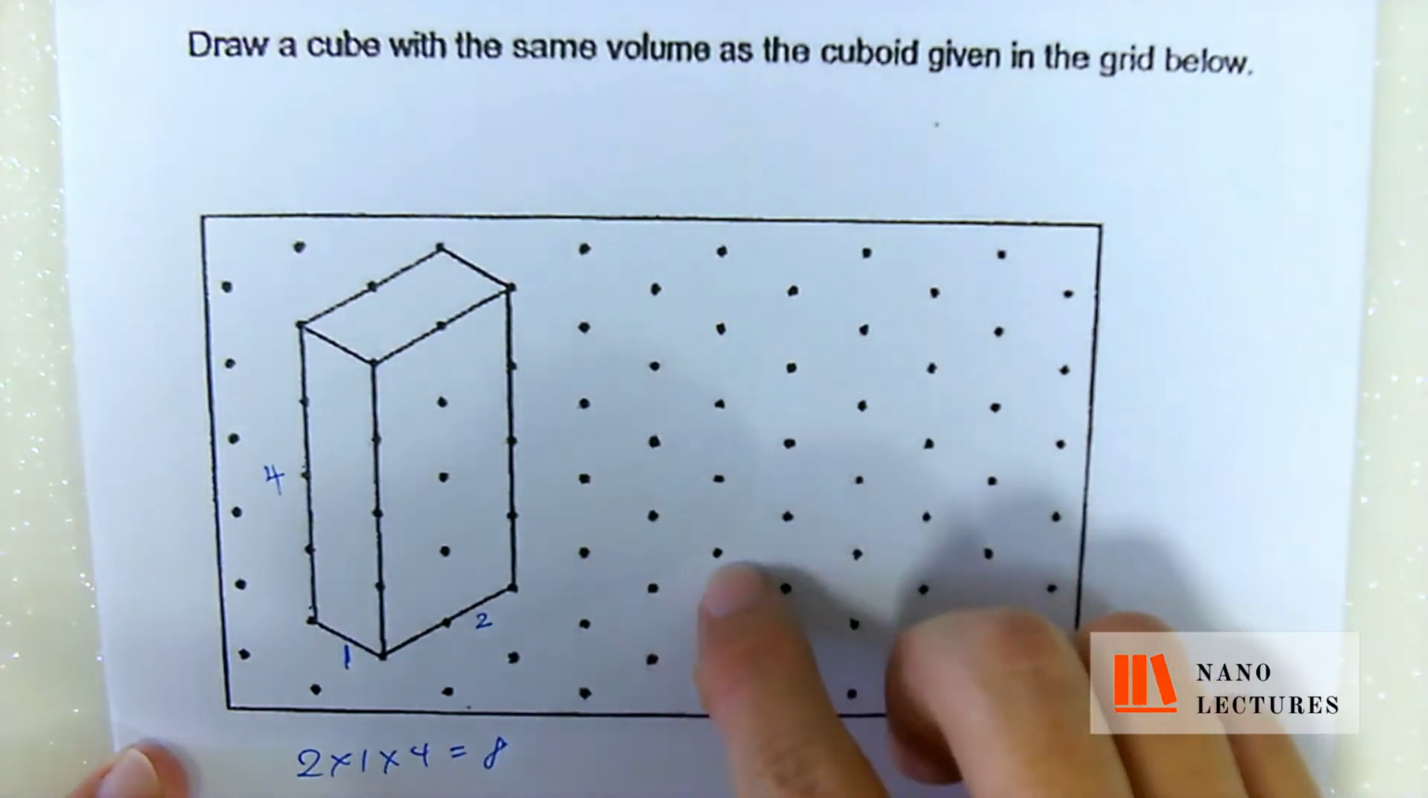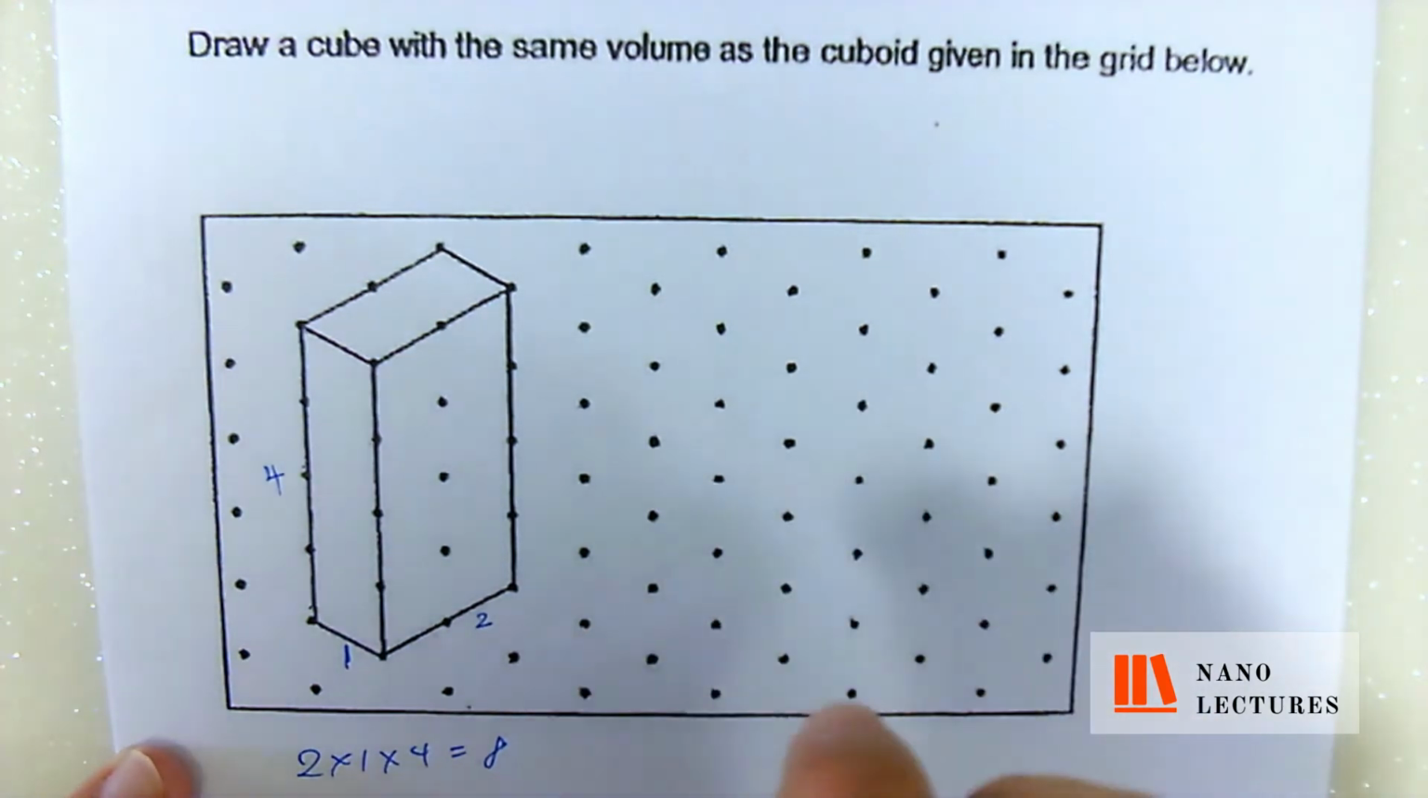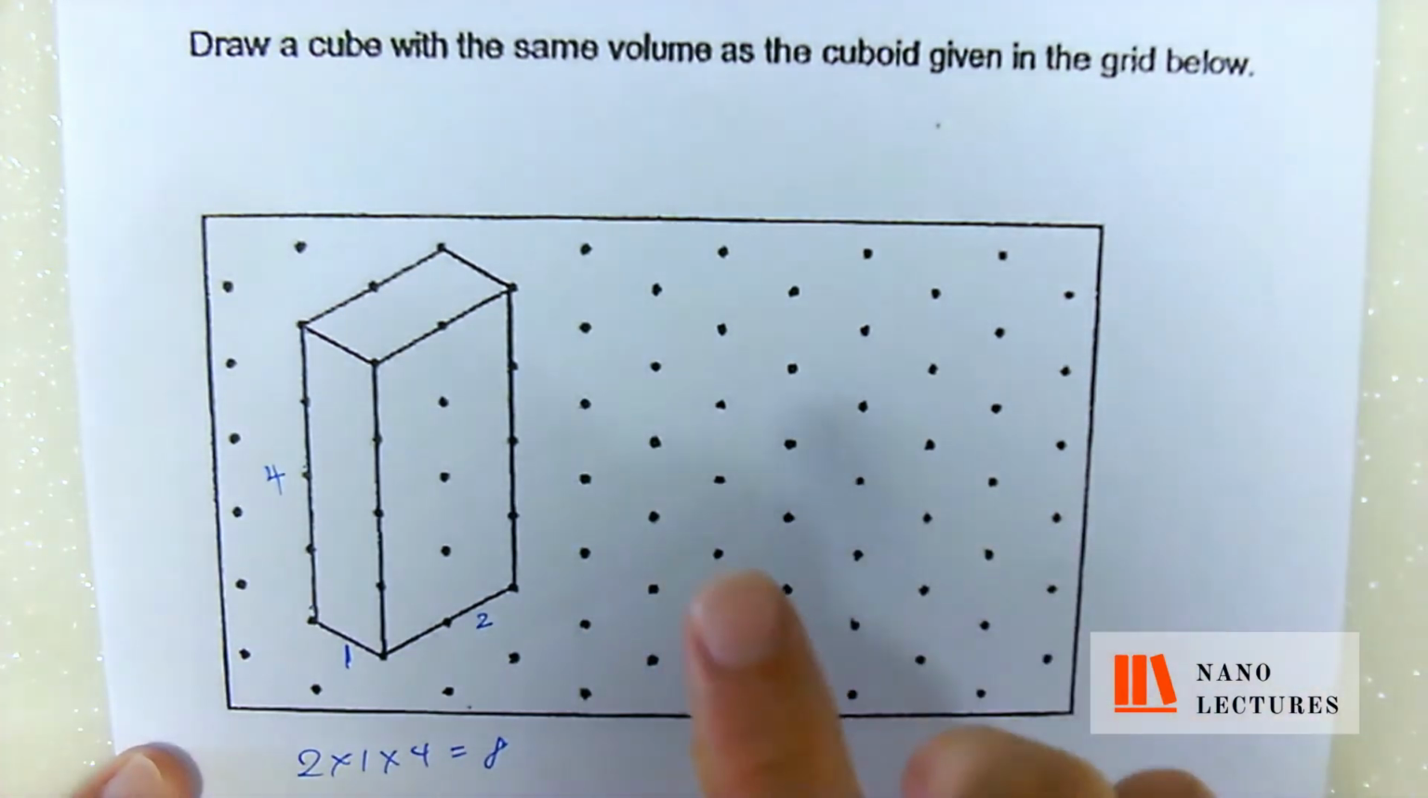So for the cube with the same volume, how do we get 8? It will be 2 by 2 by 2, because 2 times 2 times 2 will give you 8. Okay, so now I'm going to start drawing.